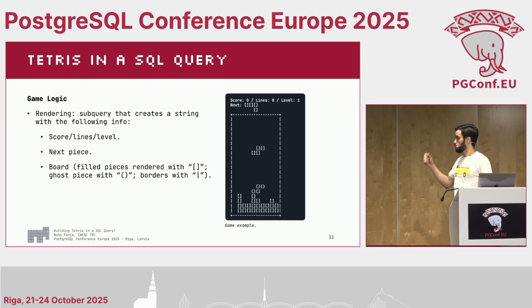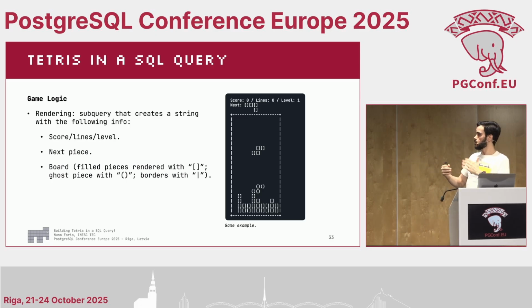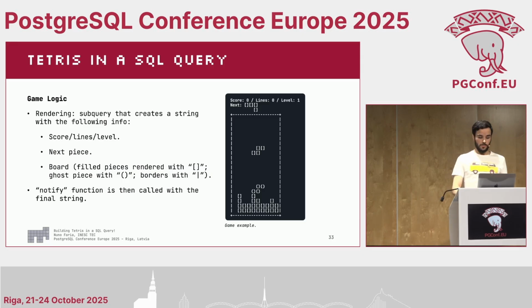And finally, to actually show the game to the user, we take our entire state and we convert it to a pretty string. So we add the game header at the top, we render the board with the current piece and also the ghost piece, and then to show the string to the user, we call the notify function.